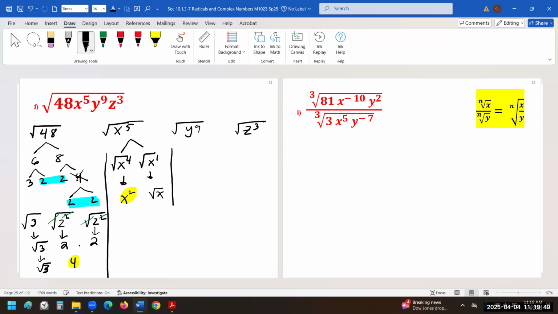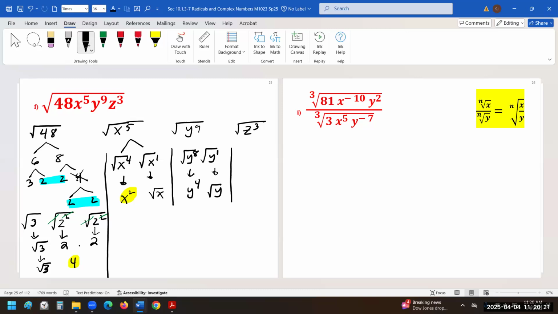Then you go to y. 9 is not divisible by 2, that means you have to split our radical into 2 pieces. How many of them goes under one radical? 8 of them. And we have one of them single. So 8 divided by 2, from here we get 4 of them. But this is not divisible by 2, so it stays same. And 1 power, you can make it invisible.